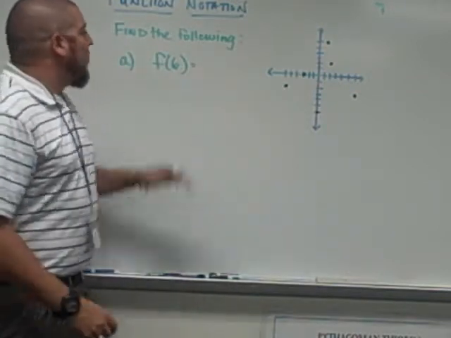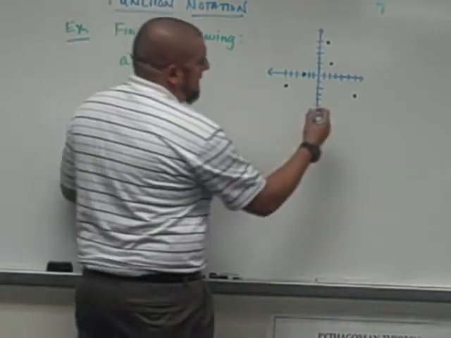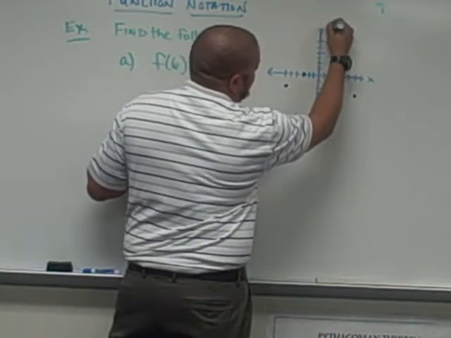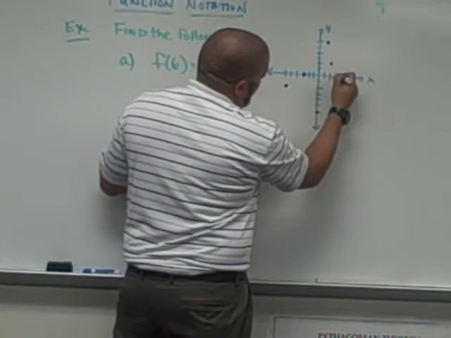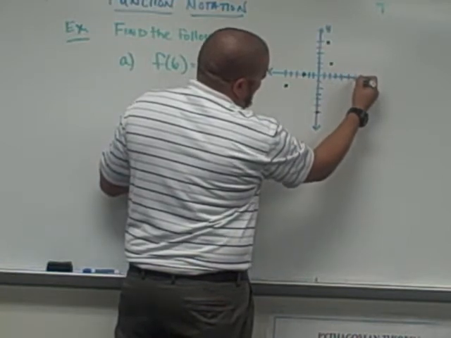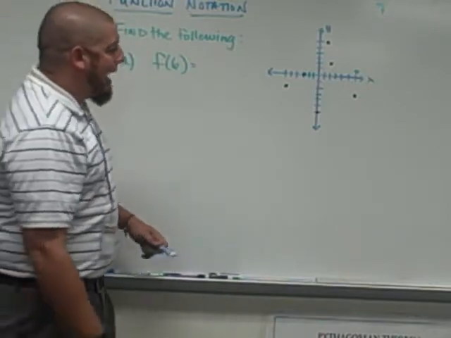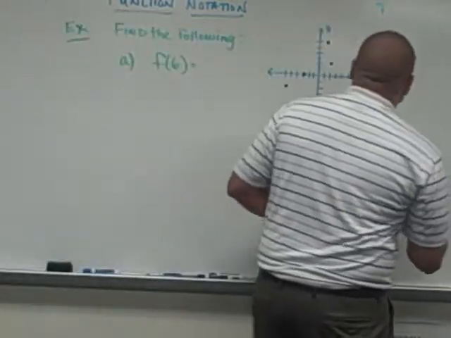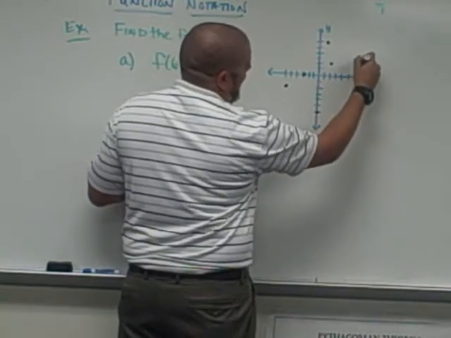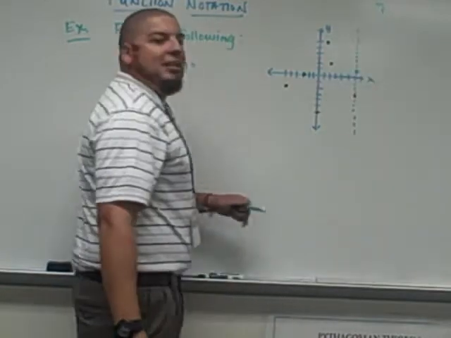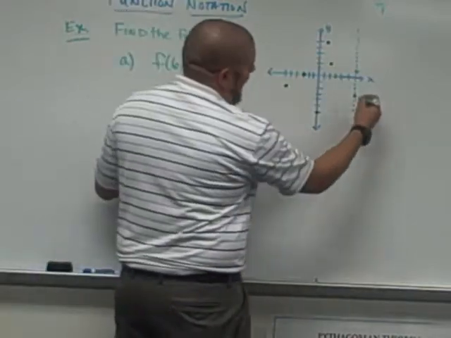If I'm using this graph, what I would do is go to my x value of 6. So here's my x-axis, and I'm going to go over here: 1, 2, 3, 4, 5, 6. So this is 6 on my x-axis. I have to find where I have a y. So here's my 6 value for x. Where is the point on that 6? If I come down here, I see there's a point right here.